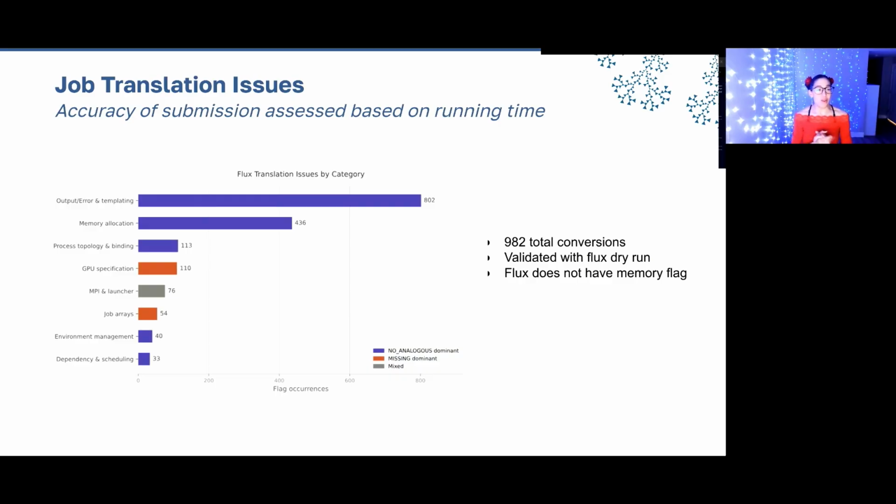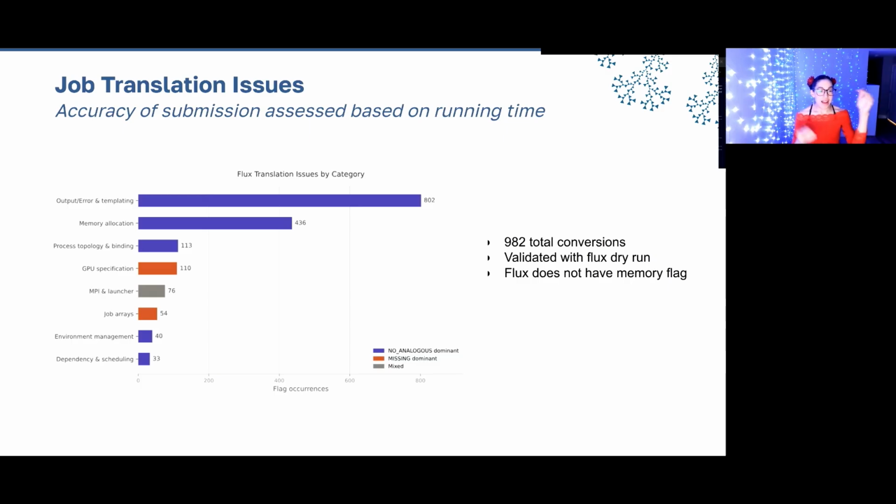And so when you look at this result, the biggest issue that agents reported was with respect to output and error templating. If you've looked at Slurm batch scripts, you'll see the percent symbol and like a J. There are lots of shorthand symbols that you can use to define how you want your output files to look across, for example, a set of them. Flux does not have that as an analogous thing, so the agent is going to report it. Memory allocation is the next one. Flux does not have any kind of memory flags, so the agent would report that too.